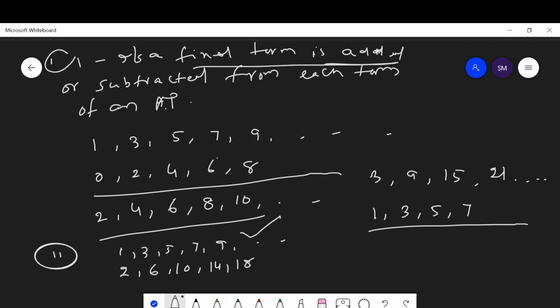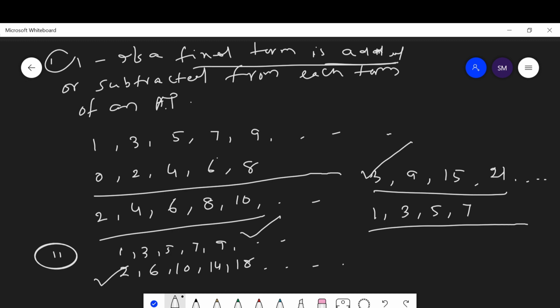Here we multiplied each term by 2, then this series is also an AP. Here is an example of an AP. If each term is divided by a fixed number 3, then the resultant series is also an AP. Okay. Then let us discuss geometric progressions.